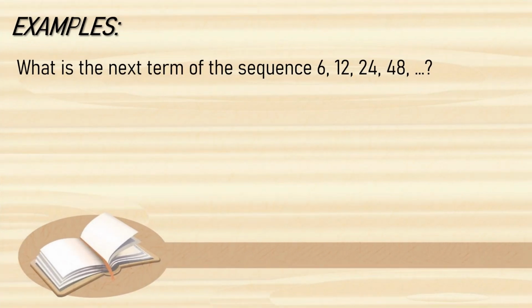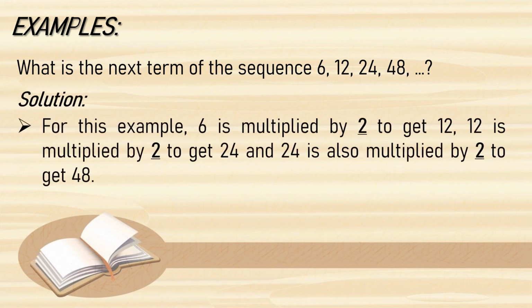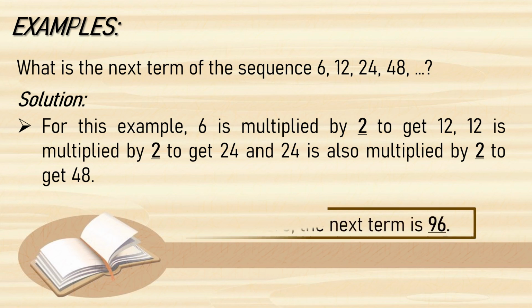Another example, what is the next term of the sequence 6, 12, 24, 48, and so on? So ano nga ba yung kasunod ng 48? For the solution, for this example, 6 is multiplied by 2 to get 12. 12 is multiplied by 2 to get 24. And 24 is also multiplied by 2 to get 48. Kung mapapansin nyo, palagi pong minumultiply sa 2. So for us to get the next term, or yung kasunod ng 48, we have to multiply 48 sa 2. Therefore, the next term is 96 because 48 times 2 is 96.